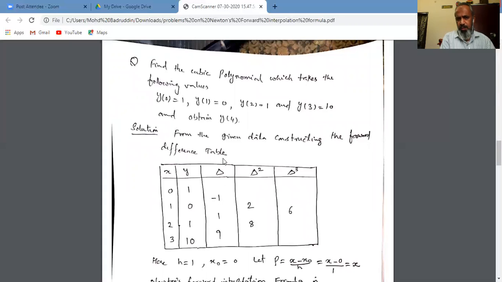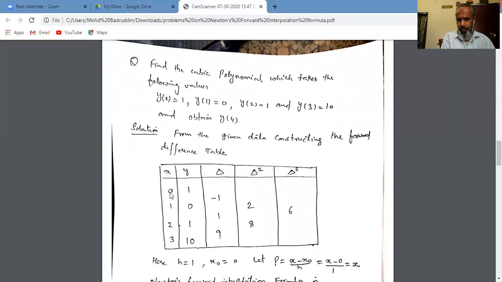Again, differences of first order differences is the second order difference. So it is denoted by del square. So 1 minus of minus 1 is plus 1, that is 2. 9 minus 1 is 8. So this is second order differences. Similarly, we can find the third order differences. So del square y1 minus del square y0 is del cube y0. So this is the value of del cube y0, that is third forward differences.